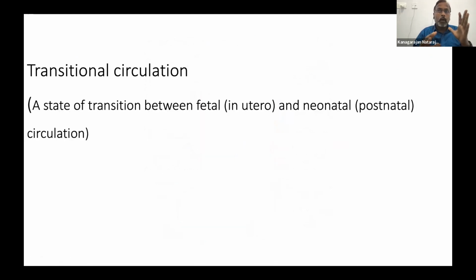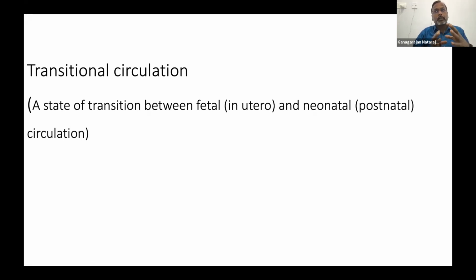Now coming to the transitional circulation, you are very clear that the fetal circulation is a parallel circulation with three shunts, and there is preferential streaming of more oxygenated blood into the upper body and relatively desaturated blood into the lower body. So to maintain an effective circulatory pathway, you need all three shunts in place.